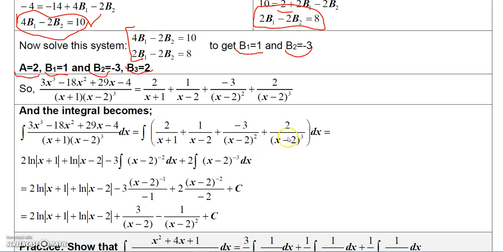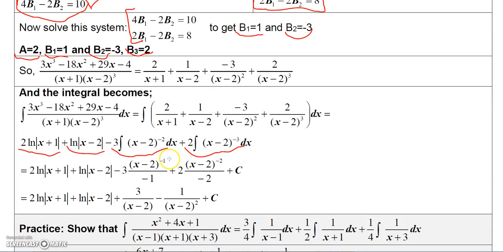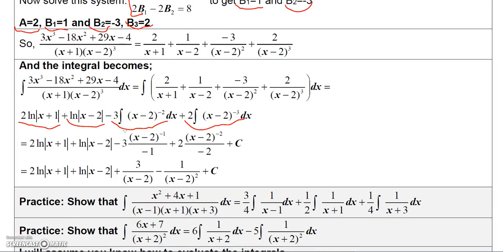You can integrate 2 over x plus 1 using the integral for natural log of the absolute value. And the same thing here: 1 over x minus 2 integrates to the natural log of the absolute value of x minus 2. Now these two you have to use the power rule. So on this one you have minus 3 times x minus 2 to the negative 2 power. And then this one is going to be 2 times the integral of x minus 2 to the negative 3 power. And on these we can just use the power rule. So I'll just go ahead and show you that I did that.